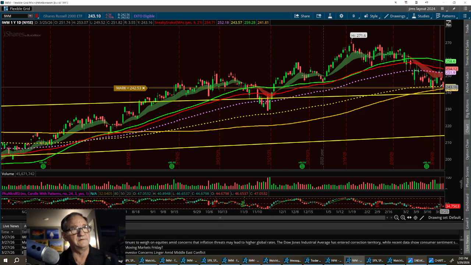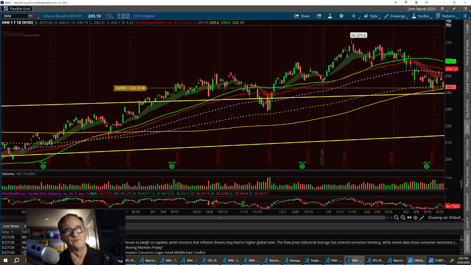To the monthly, I'm bullish, short term. To the weekly, I'm bullish. And to the yearly, I'm bullish. So I got 3 reasons out of 4 to take that trade.